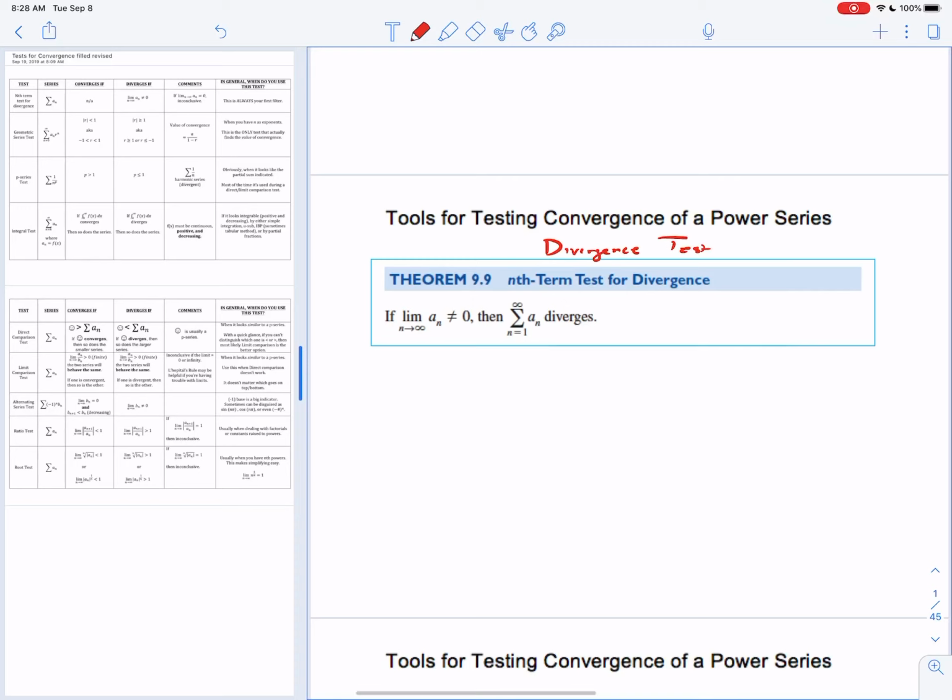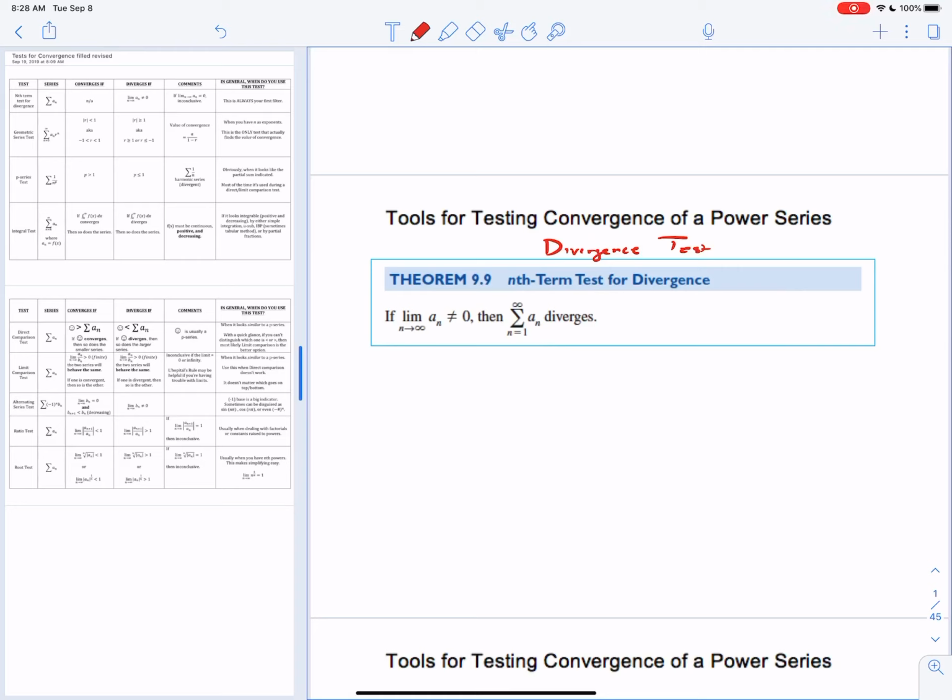Both phrases are accepted, okay? I think divergence test is a lot simpler, but it's up to you. It's the nth term test for divergence. So a few things. You want to know how to use it and when to use it, okay?